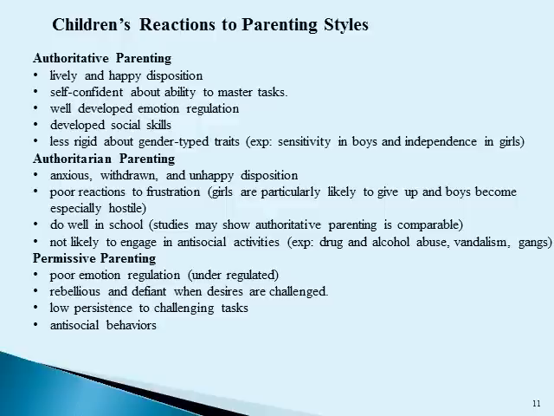Then you have the permissive parents, and those children generally turn out to have poor regulation of their emotions, so they kind of have underregulated emotion. They might have rebellious and defiant behaviors when their desires or wants are challenged by anyone. They also might have low persistence on challenging tasks, and might demonstrate antisocial behaviors like drug and alcohol abuse, vandalism, things like that.